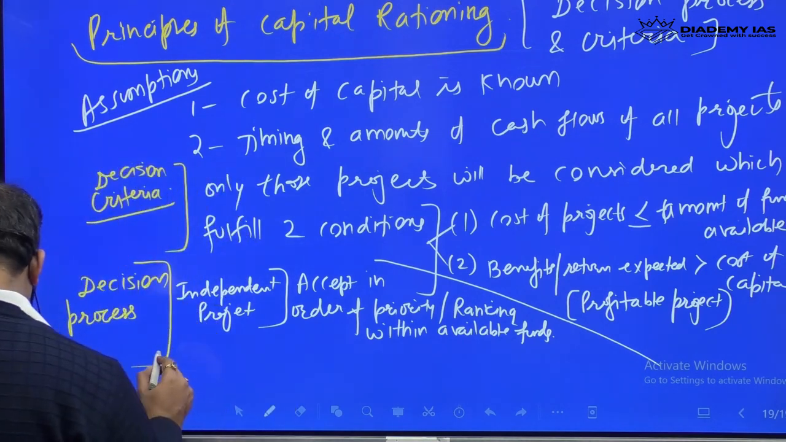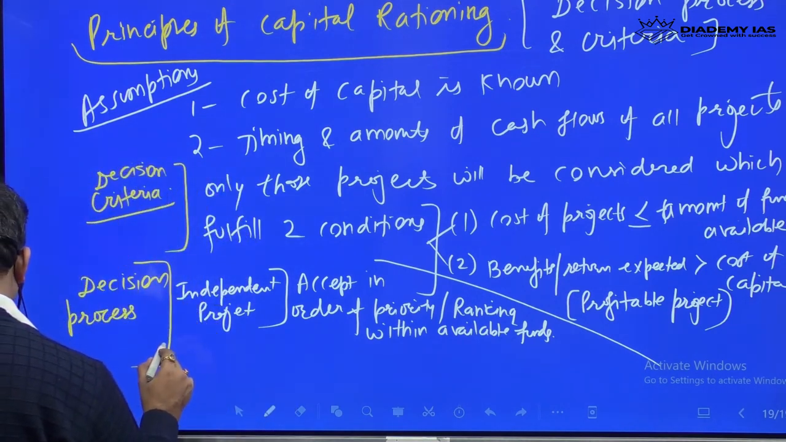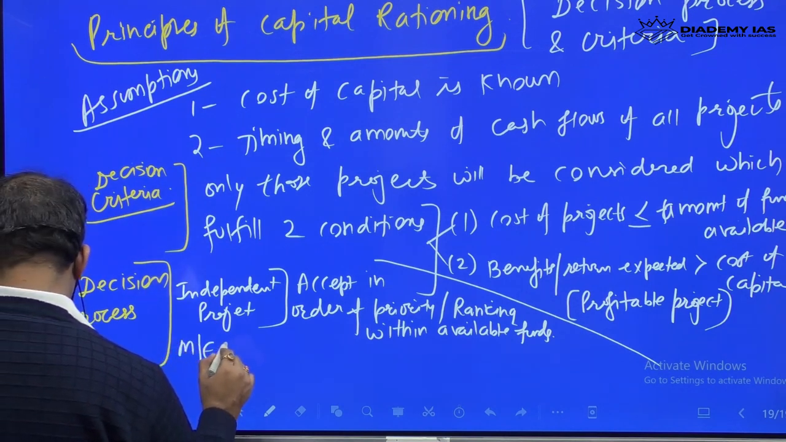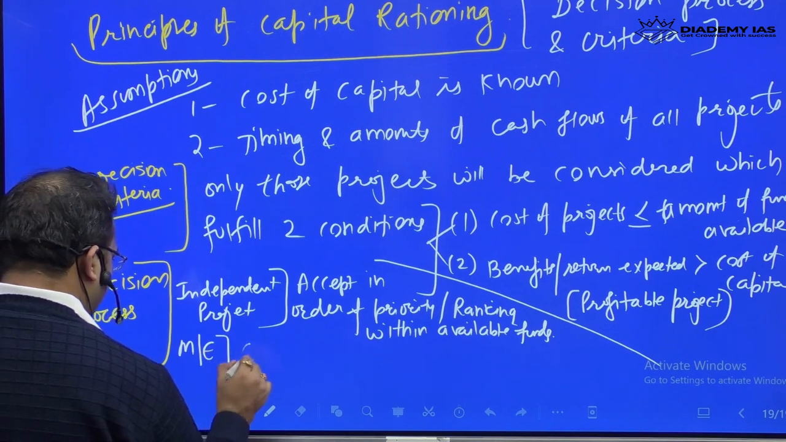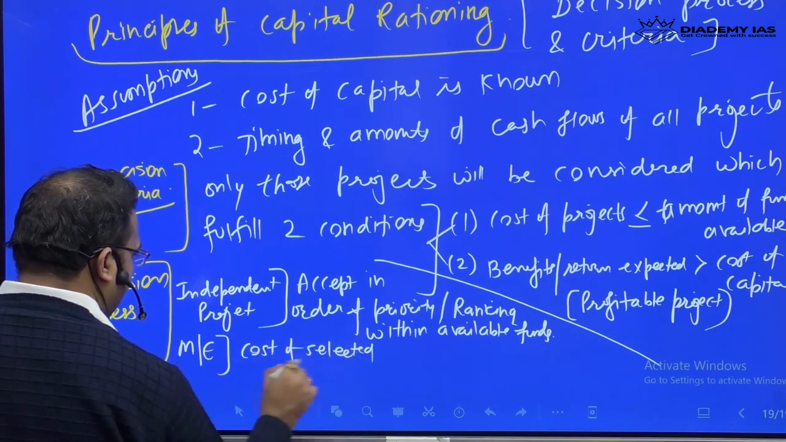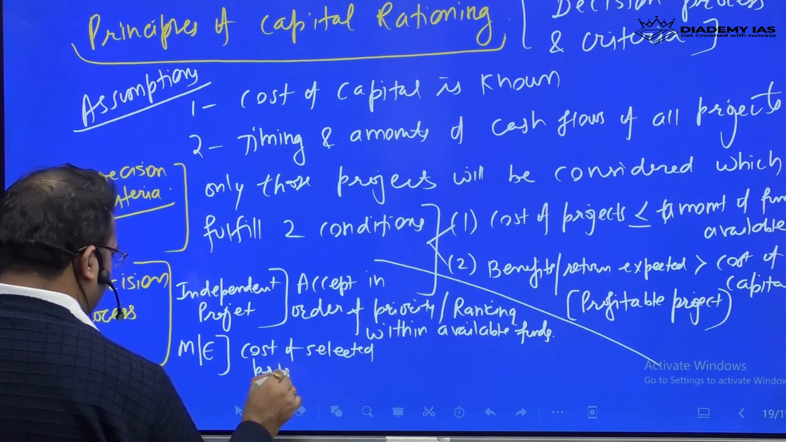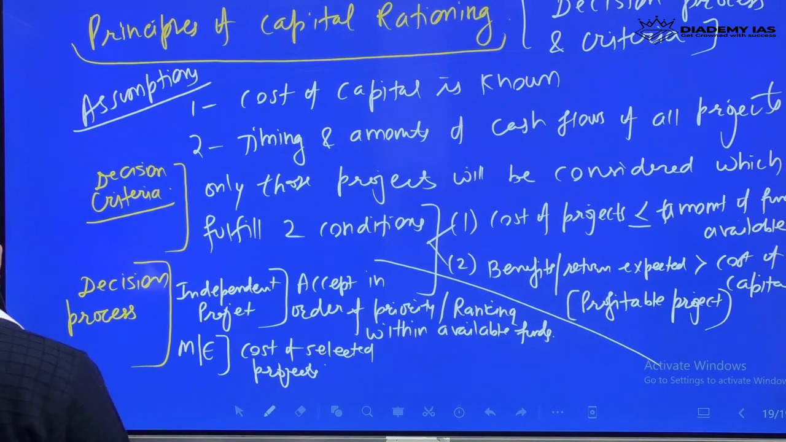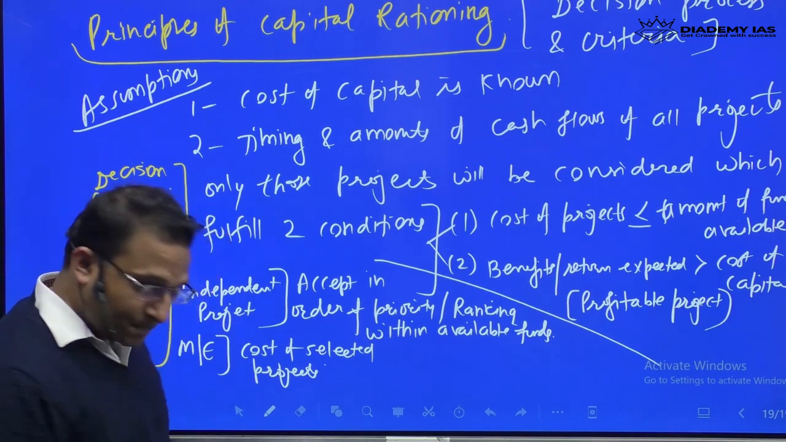And number two is the mutually exclusive project. Here, the cost of selected projects... No, I think I'm making a mistake.